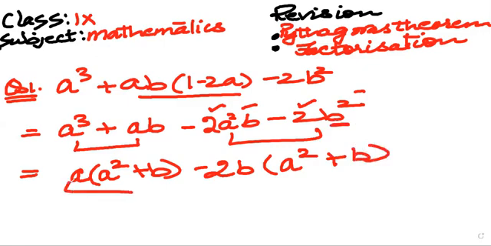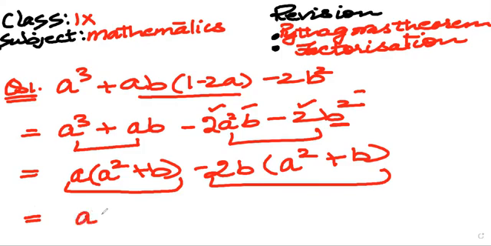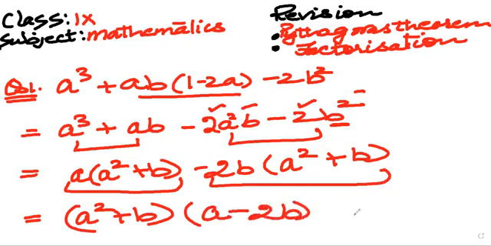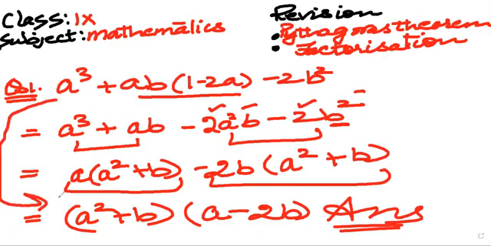Now, children, this is the first term. This is the second term. Can you see? Again, there is something common in this question. What is common? a square plus b. So I have taken out the common. In the first term, only a is left. And in the second term, minus 2b is left. So this is your answer. Okay. So this is the way we have done the factorization. So you can say that this algebraic expression can be factorized in this way.